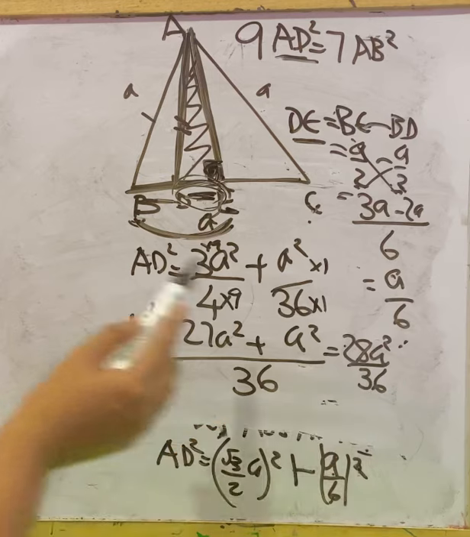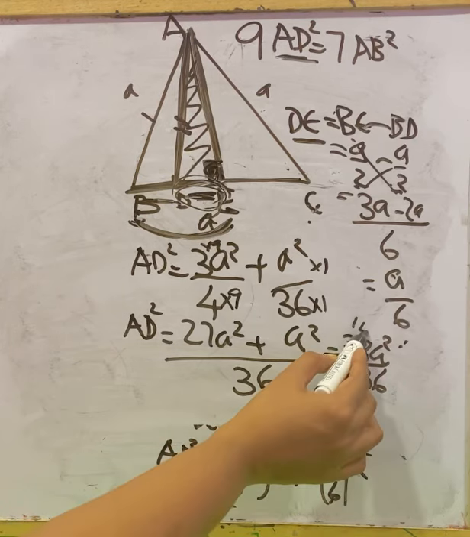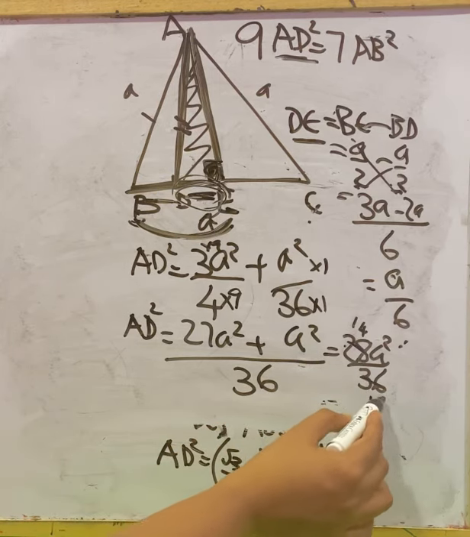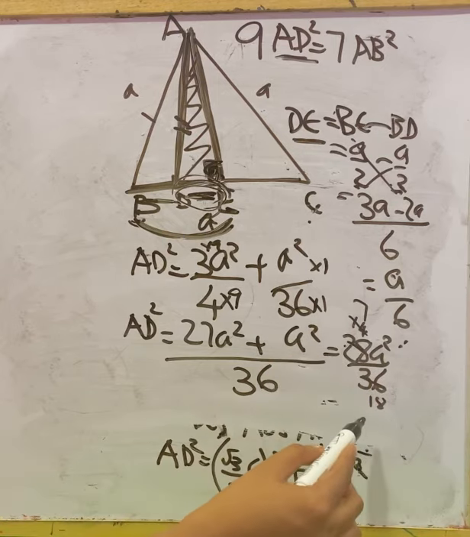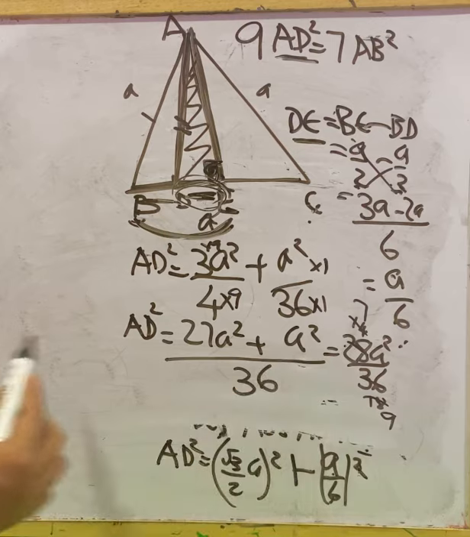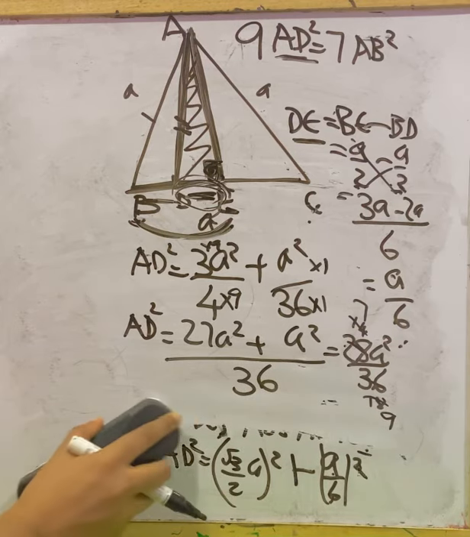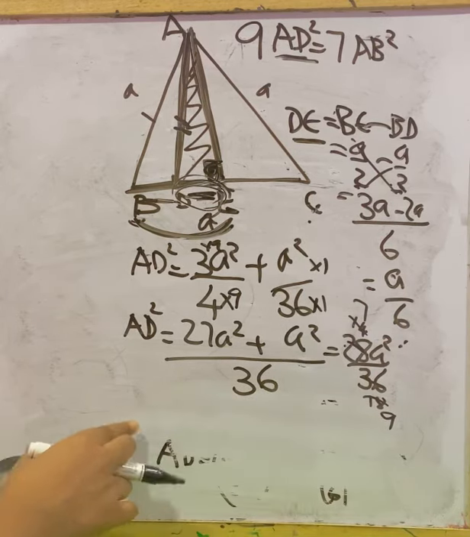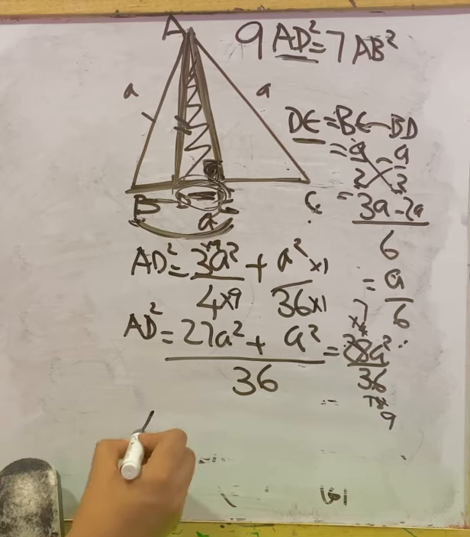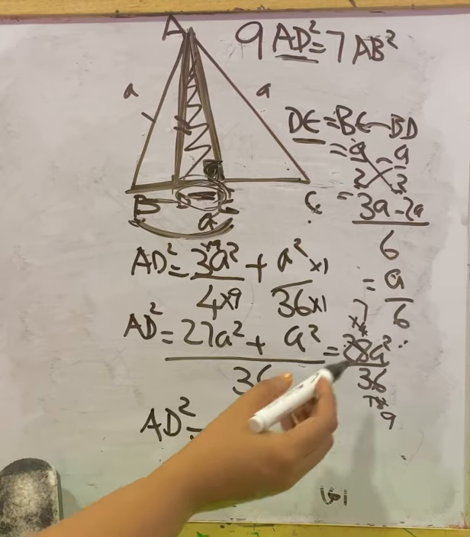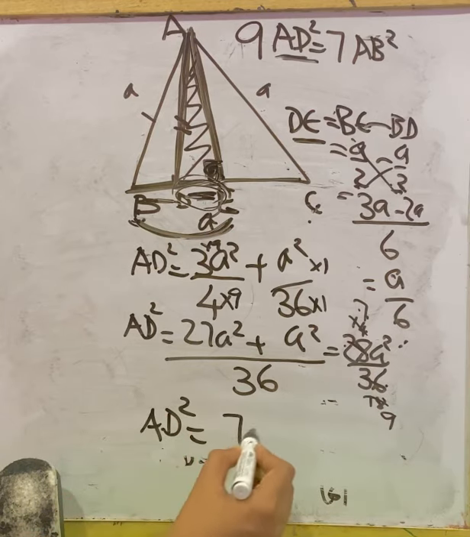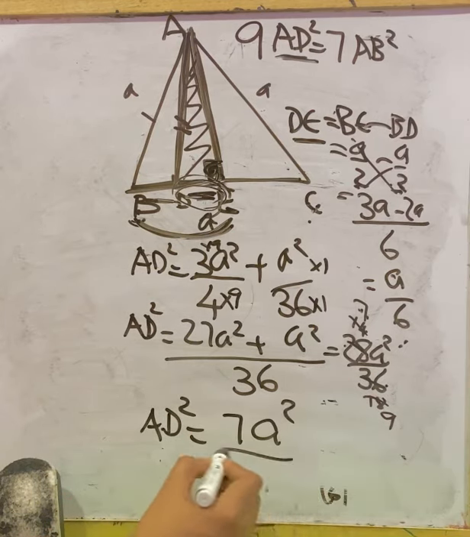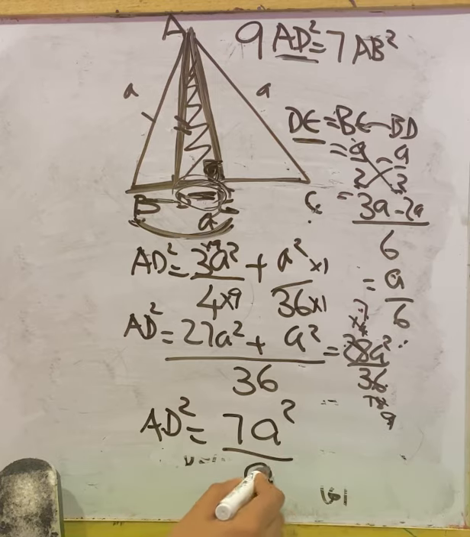Now in 28 and 36, 2 is a factor. 14 twos are 28, here 18 twos are 36. Again 2 is a factor. 7 twos are 14, here 9 twos are 18. So at last we got, on the LHS we have AD square, and on the RHS we have 7A square by 9.